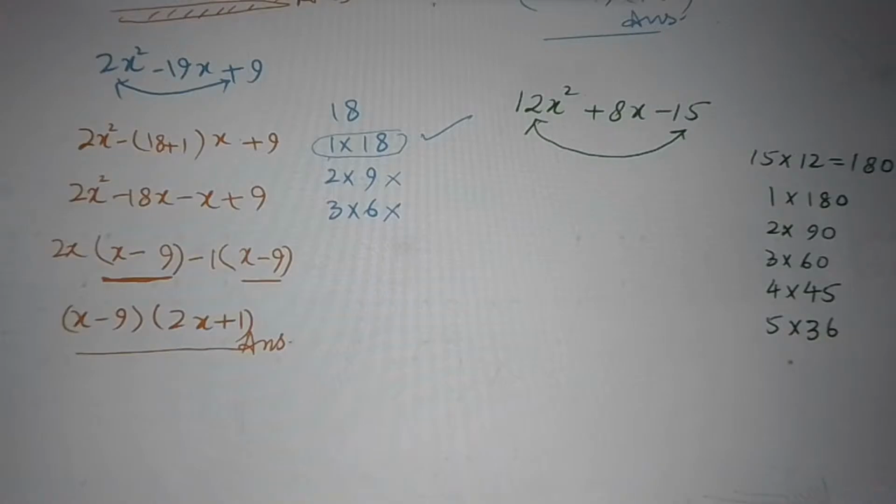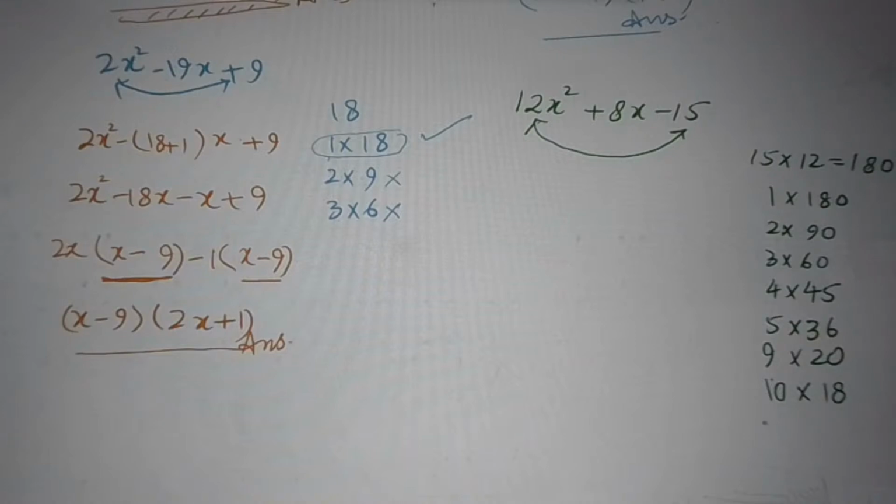9 divides. 9 multiplied by 20. And we have 10. 10 multiplied by 18. 10 divides. 10 multiplied by 18.